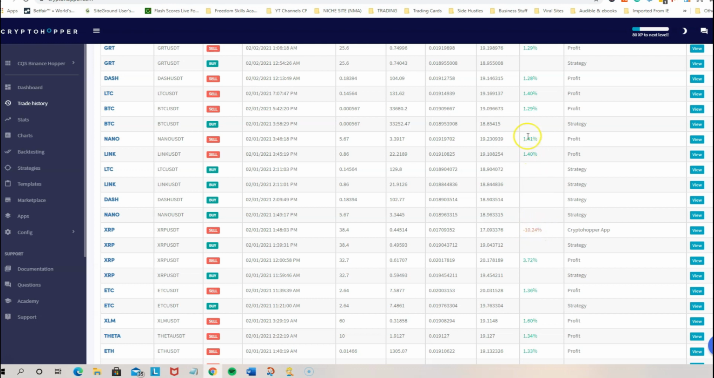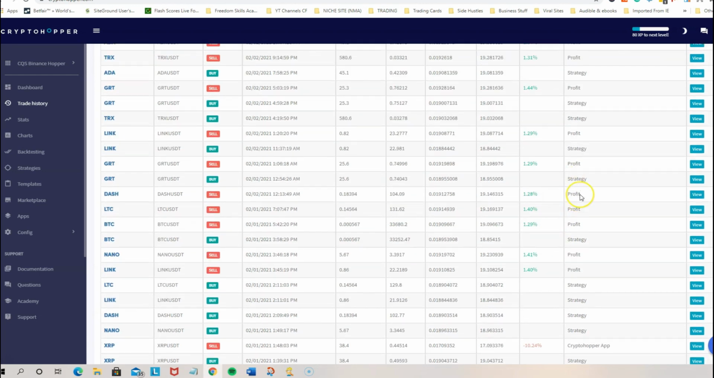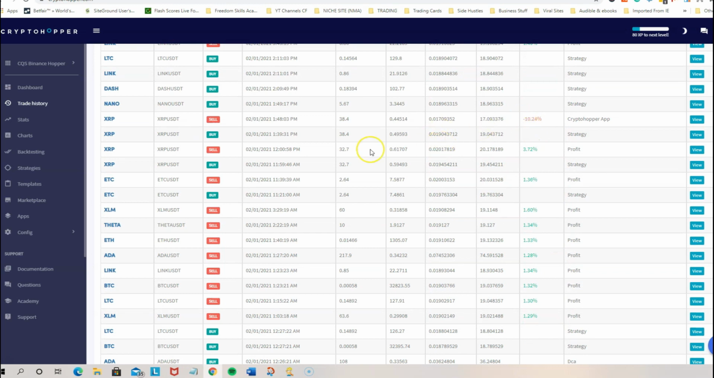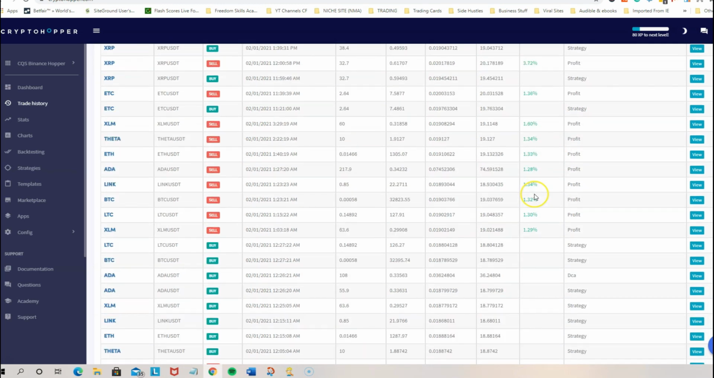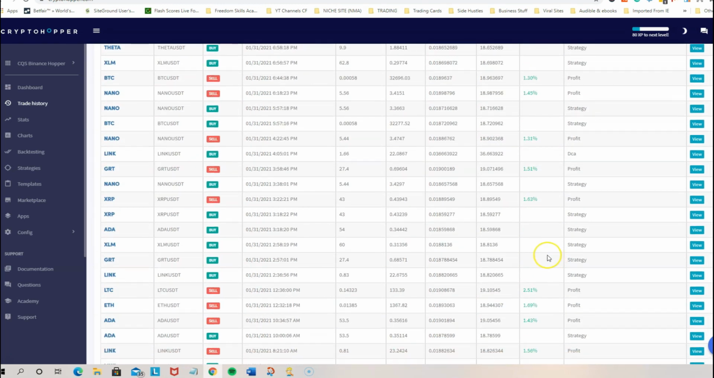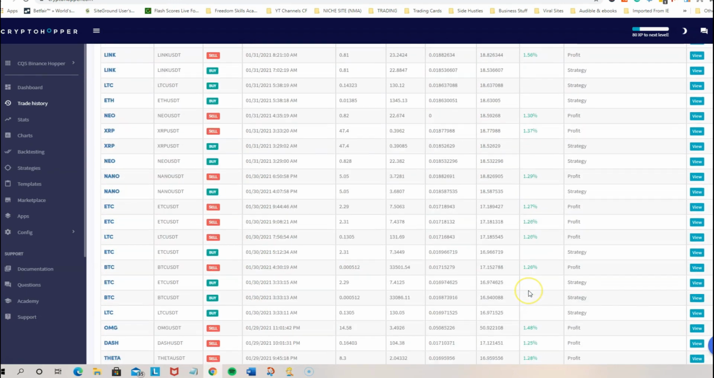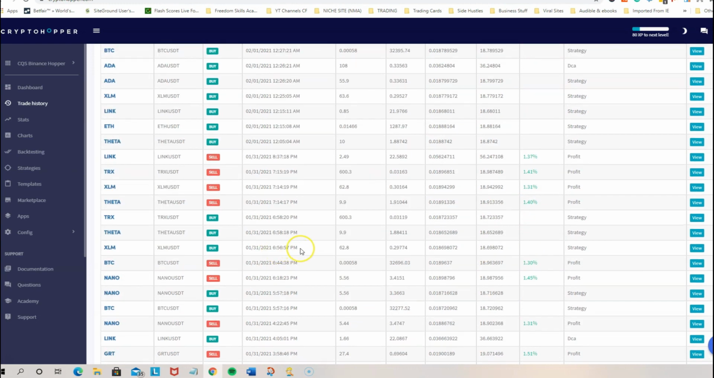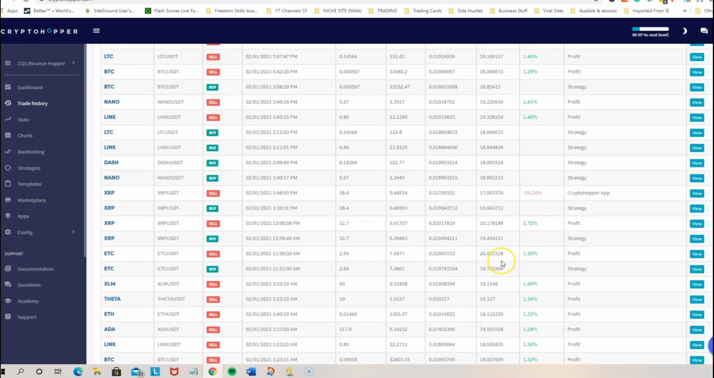So this wasn't the app. Sorry, not the app. This wasn't the bot. This was me, and you can see there it's done via the app. Yeah, all the other ones you can see is profit strategy, strategy, strategy. So ignore that one because that was a blip on my behalf. But these are all the ones that's the bot, and it's working really well. So you set it wherever you want. You can obviously go for a higher percent return if you want to do that. You can obviously choose completely different coins if you want to do that.